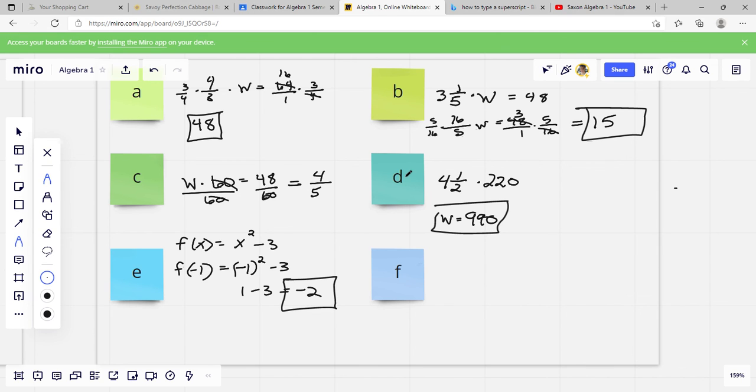And then F says g of x equals x times x squared minus 3. And we're supposed to find g of 2. So that would be 2 times 2 squared minus 3. 2 squared would be 4. 4 minus 3 is 1. 2 times 1 equals 2. So the answer to that one's 2.